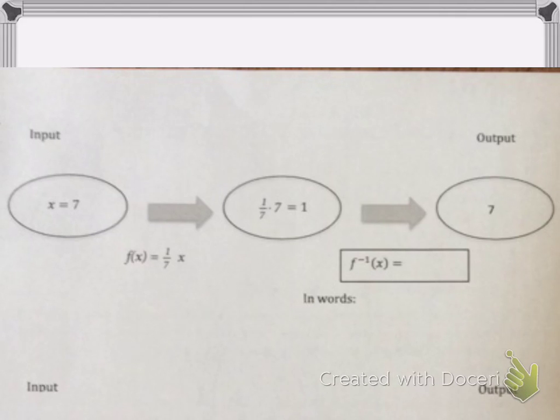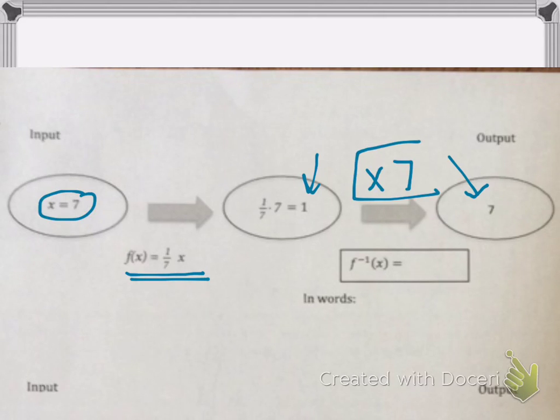The next example has our x value as 7, and it says to multiply it by 1/7. Multiplying by 1/7 gets us the number 1, and then how do we get back to the number 7 from there? Well, we multiply by 7. Is multiplying by 7 the inverse operation of multiplying by 1/7? It really is, because multiplying by 1/7 is actually just dividing by the number 7. And if we're dividing by 7, then the inverse operation would be multiplying by 7. So in function form, we would do 7 times x.